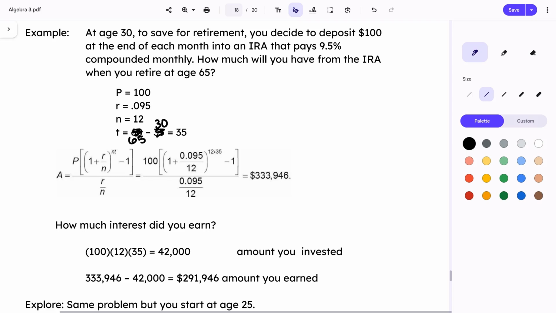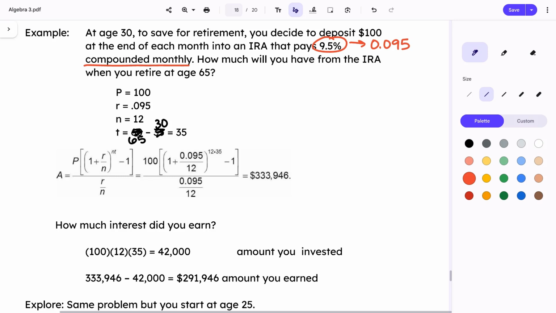Okay, so you're putting in 100. That's your P. Your rate, 9.5%. You have to write this as a decimal, as we've done before with percentages, so that would be 0.095. N would be how many times it's compounded. It says compounded monthly. There's 12 months in a year, so that would be 12 times in a year. And then it's 35 years total because you started at age 30 and you're stopping at age 65 because you're going to retire.